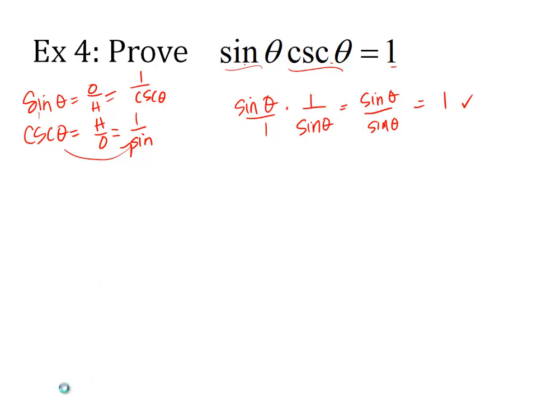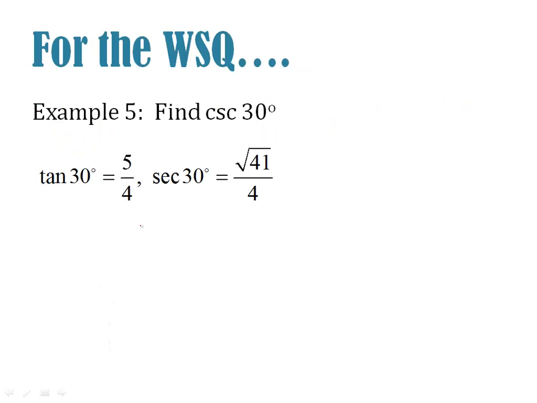You can do this. All right, for the whisk, this is like example 3. Okay, I'm going to give you the tangent of 30 degrees and the secant of 30 degrees. And I want you to use these values to help you find the cosecant of 30 degrees. Use your notes, use the relationships, and I will see you in class.